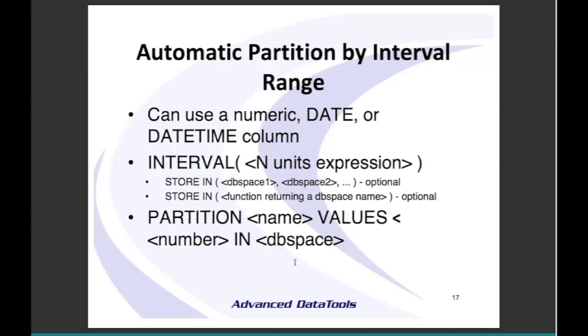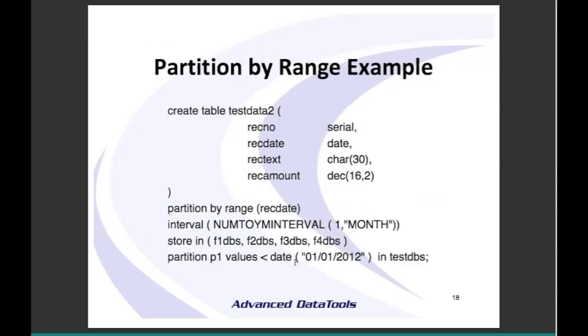But here's a quick example. I'm saying partition by range, and I'm using rec date. And it can partition by anything that it can convert to a number. So what it does here is it takes that and says, okay, the interval is going to be 1 month. And so it takes rec date and converts it to a month. And so every month I'll get a new partition. And I'm saying store it in these 4 DB spaces. I can have 30 partitions in those 4 DB spaces. I could add more DB spaces if I want to.